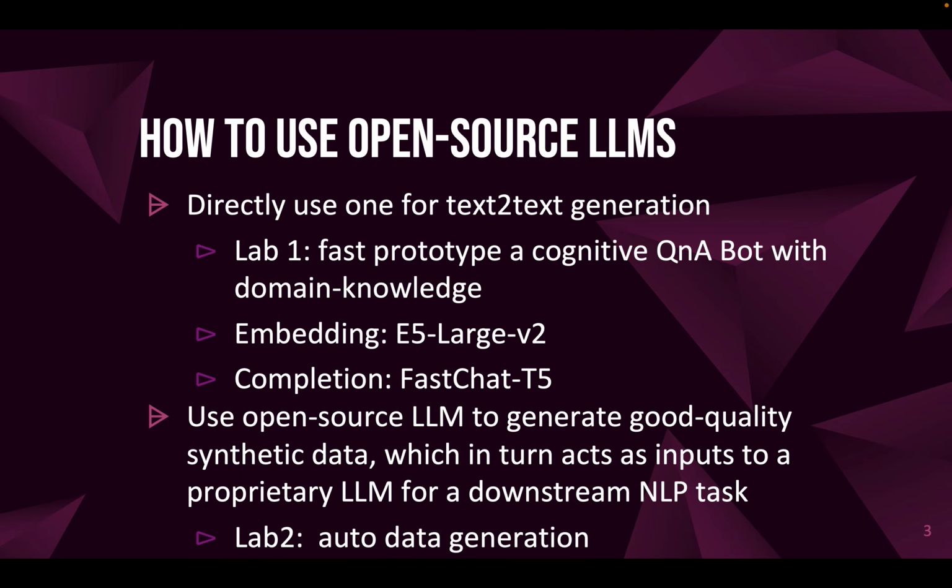Okay, how can we use the open source language models? Basically, there are two different ways. Firstly, you can always directly use one open source model for text-to-text generation. In this lab, we are going to demonstrate how I can fast prototype a cognitive question and answering bot with domain knowledge. I'm going to use advanced open source embedding models such as E5 large V2, and also some excellent open source models like FastChat T5 for the completion purpose.